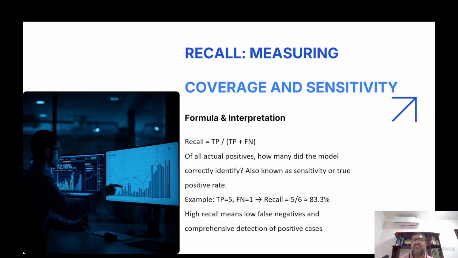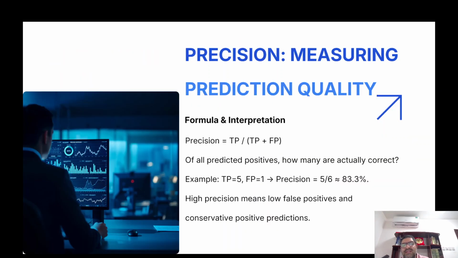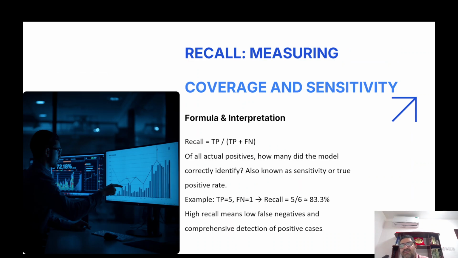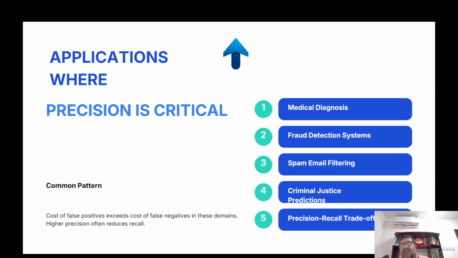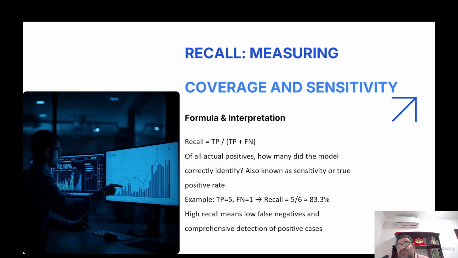Recall is measuring coverage and sensitivity. What is the recall? And what is the formula and interpretation? Recall is true positive divided by true positive plus false negative. If you just see recall, we can compare it with precision: true positive divided by true positive plus false positive. Here it is true positive plus false negative. So that is the recall.